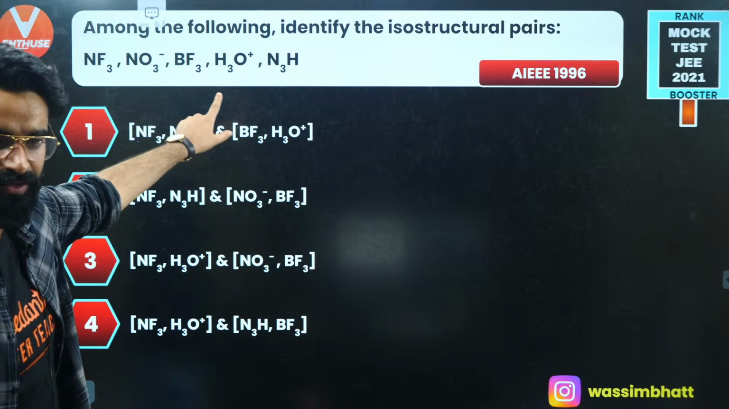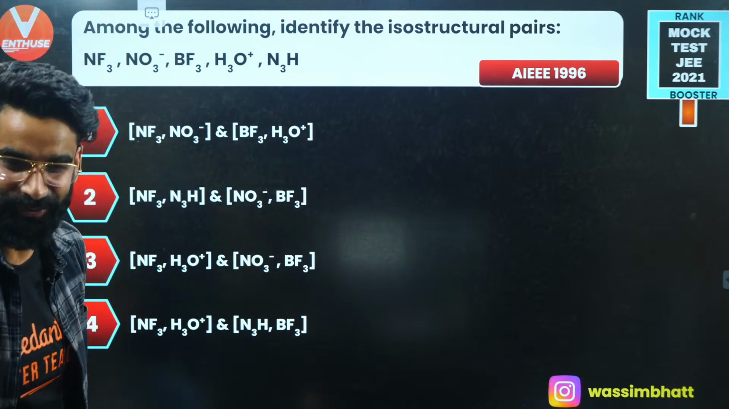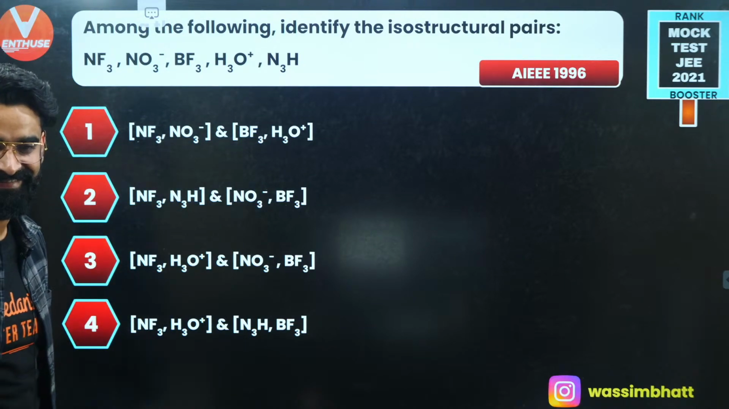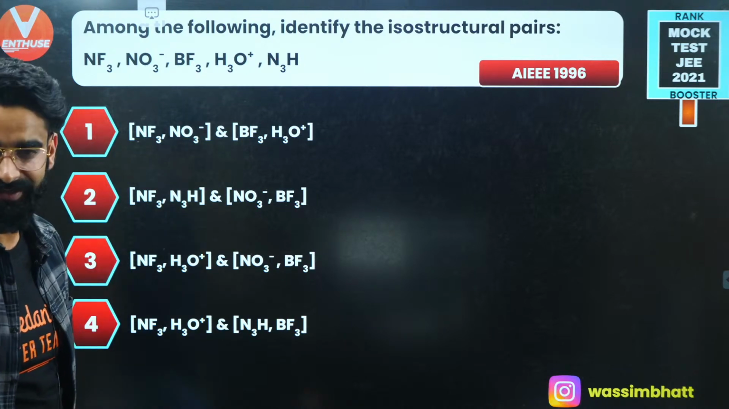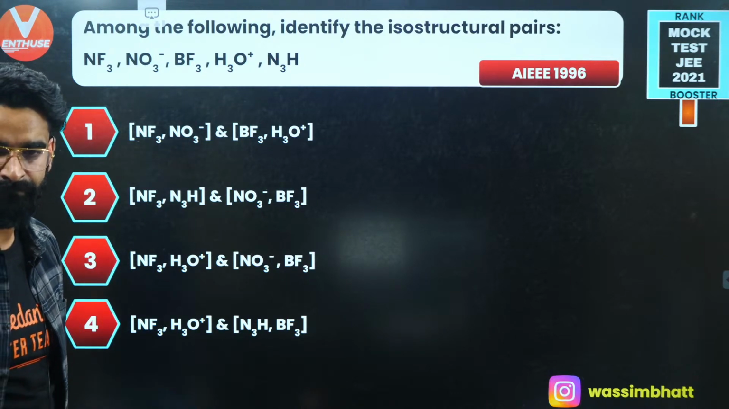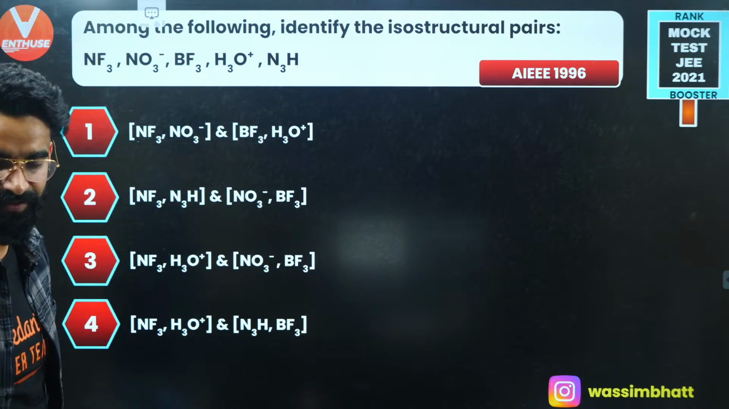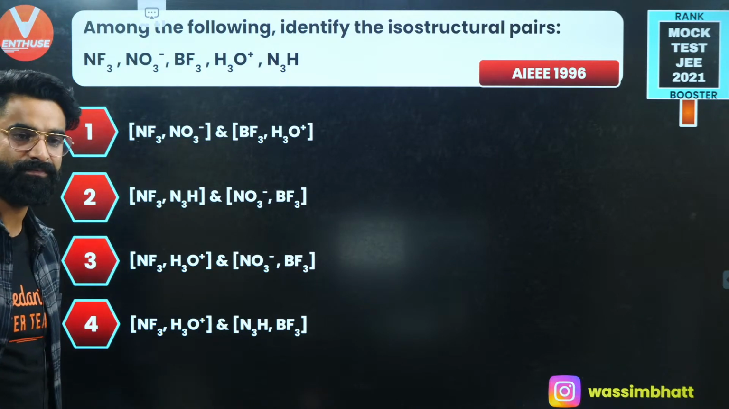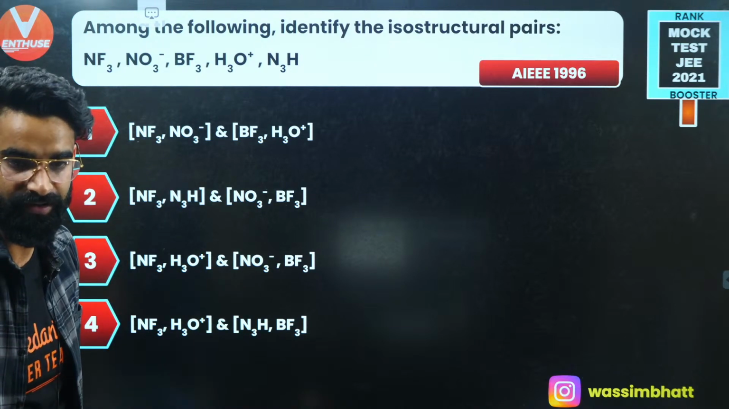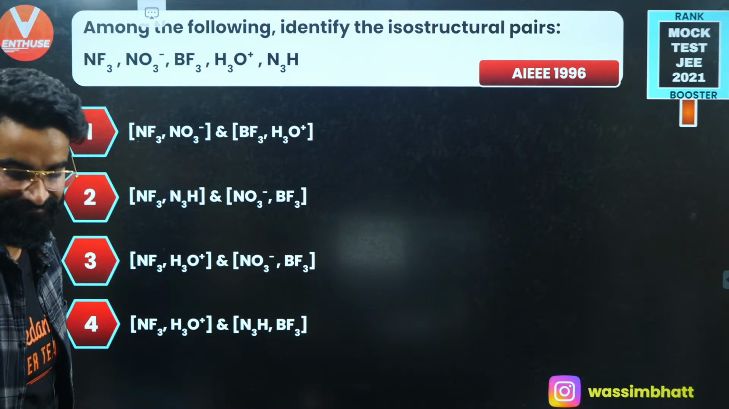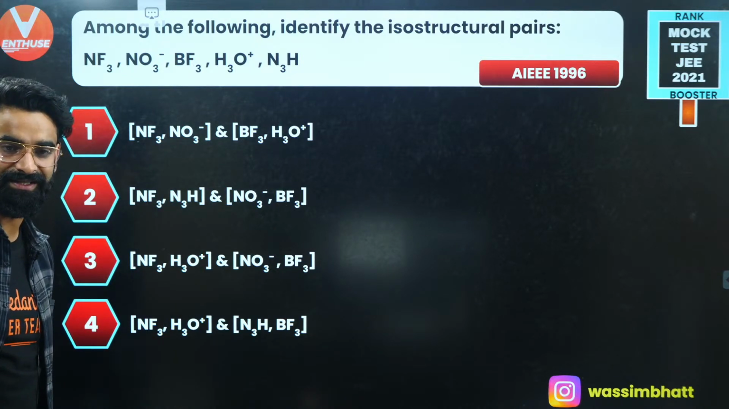Okay, this is one more question. Oh my God. This was asked in IIEEE 1996 when I was 1 year old. Okay? Give it a try fast. Let me know its answer. It's a very simple thing. Among the following, identify the isostructural pairs. Isostructural pairs, right? Let me know fast.